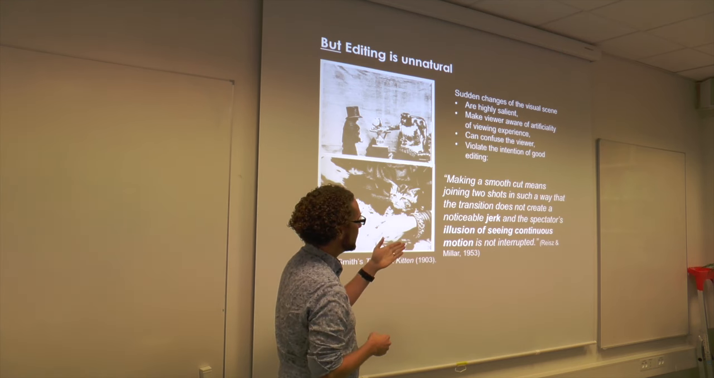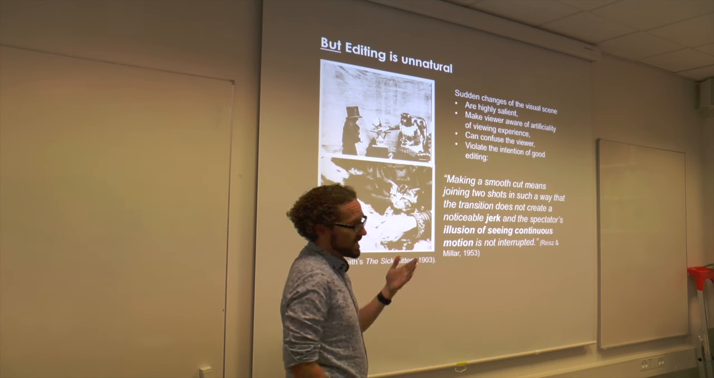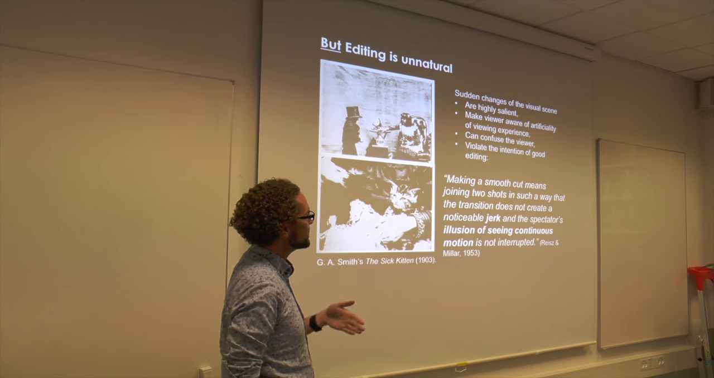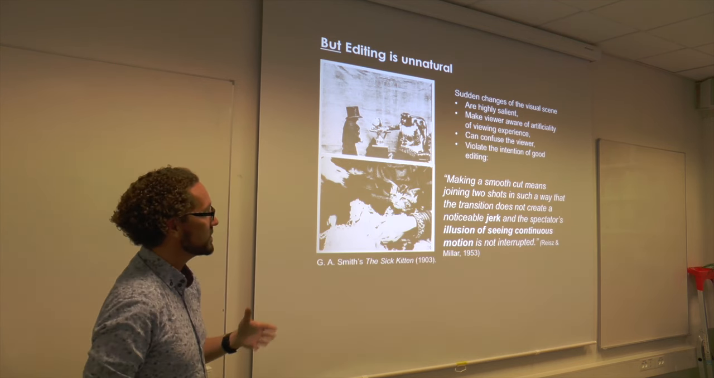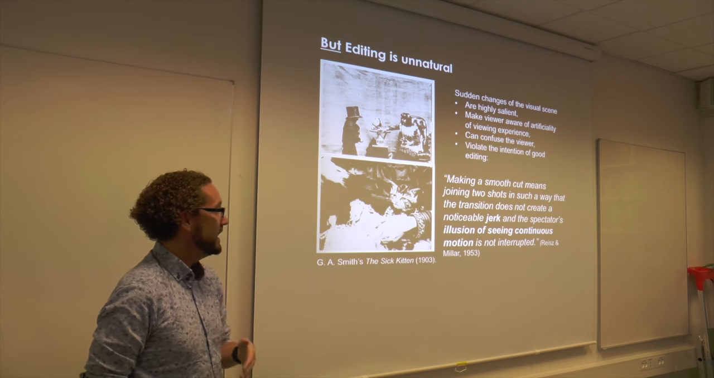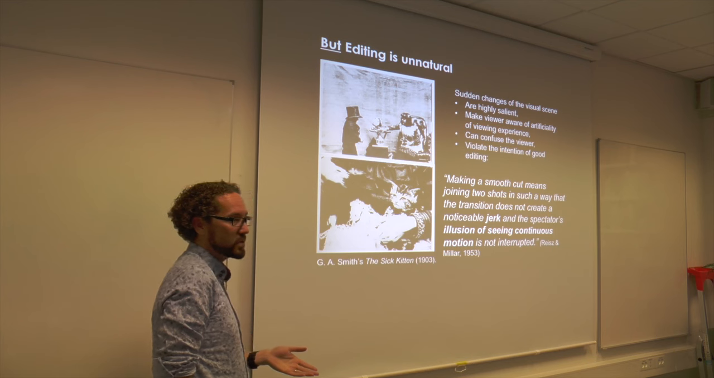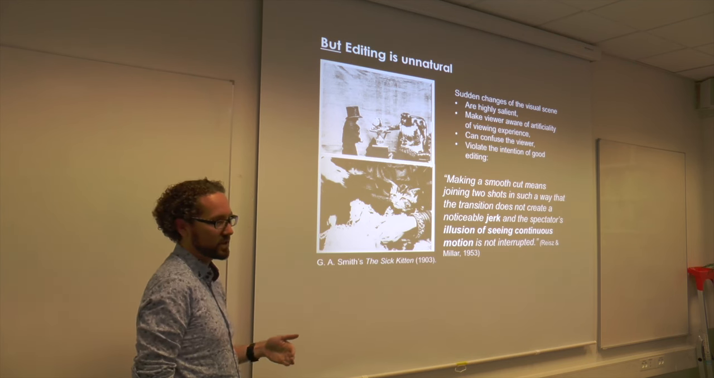To the point where Rees and Miller, the British director Karel Reisz, in 1953, in his handbook on film direction, says that one of the main principles as an editor is that making a smooth cut means you join together two shots in such a way that the transition does not create a noticeable jerk and the spectator's illusion of seeing continuous motion is not interrupted. You're trying to give them the perception of something being continuous through discontinuity.